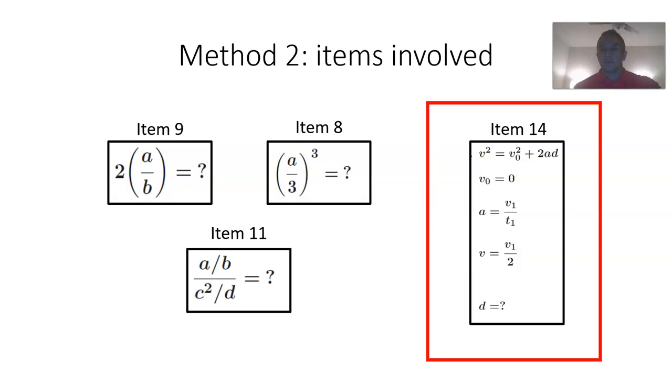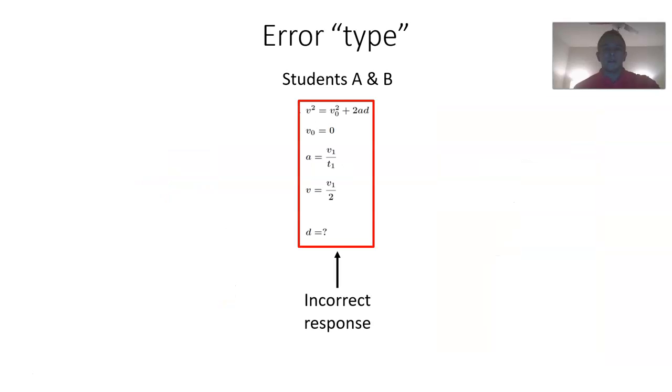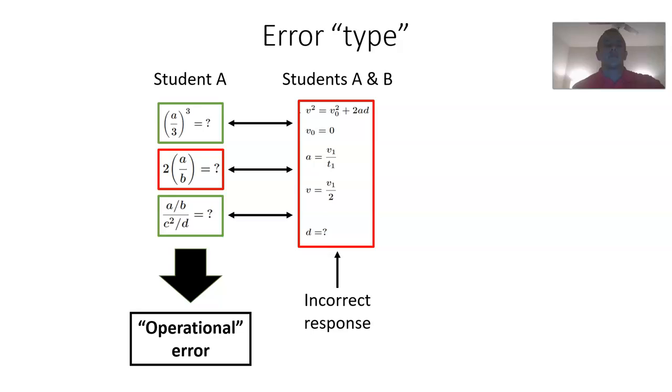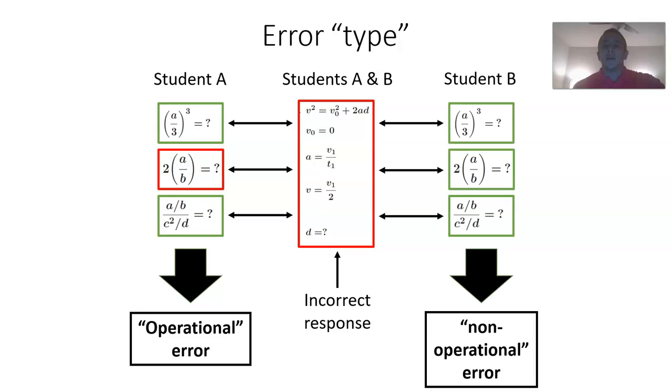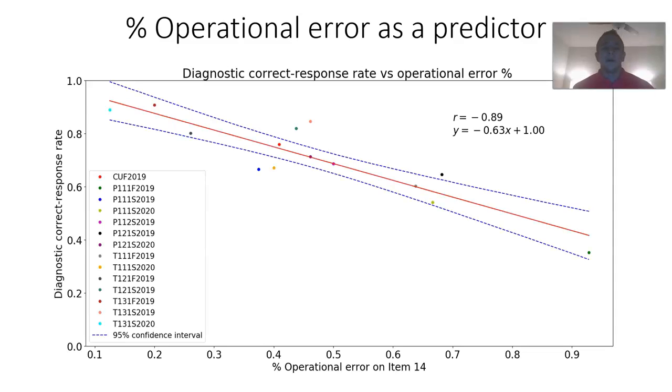So let's look at item 14 and students who were incorrect on 14. This is how we categorize. Students A and B get this problem incorrect. Student A gets one or two of the fractions incorrect, and that we would classify as an operational error. Student B gets all 3 correct and gets the other problem incorrect, so we would classify it as a non-operational error. In other words, they had knowledge of the operations, but they weren't able to solve it in a multi-step context. How does it look when we plot percent operational error as a predictor with overall correct response rate?